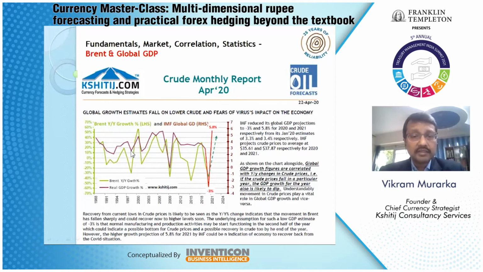And we see there's a beautiful correlation between the two of them, except for this period between, say, 2012 and 2018 or so. But when we saw in April 20 that Brent has fallen dramatically, then we were able to figure out that obviously the global GDP would also fall due to the virus, due to the pandemic.